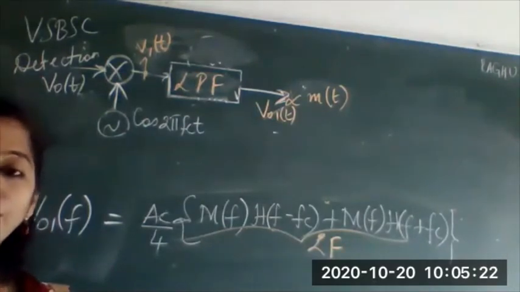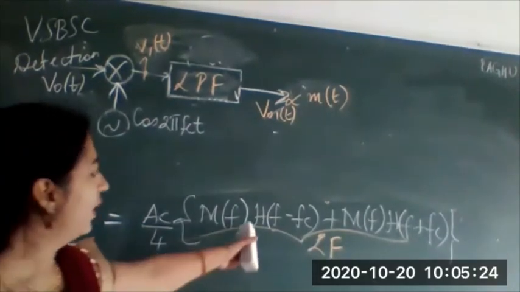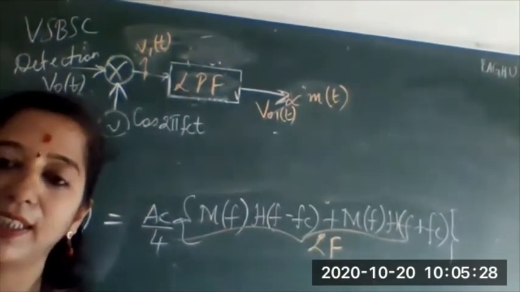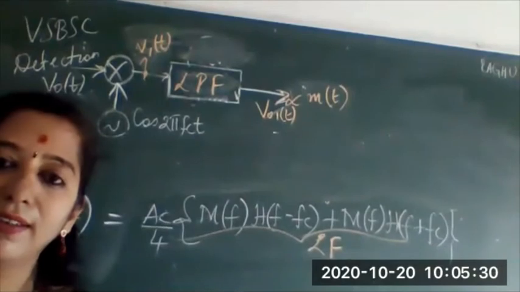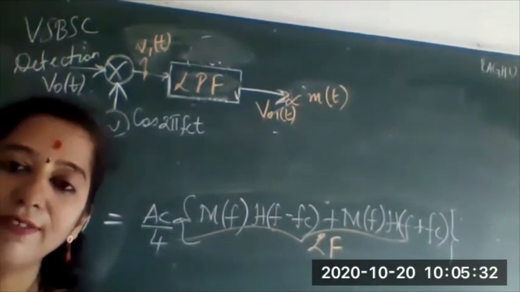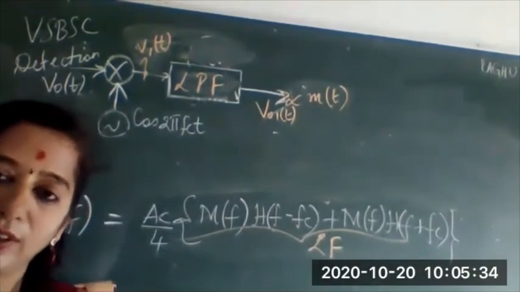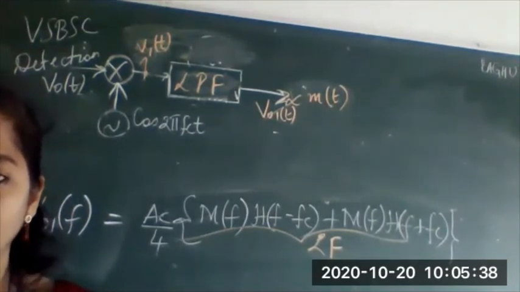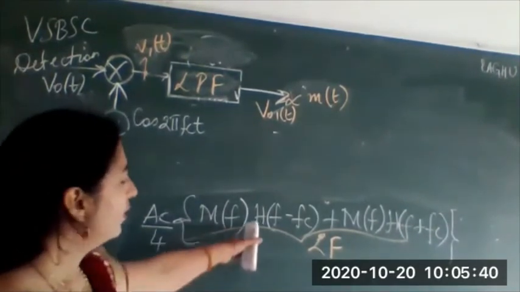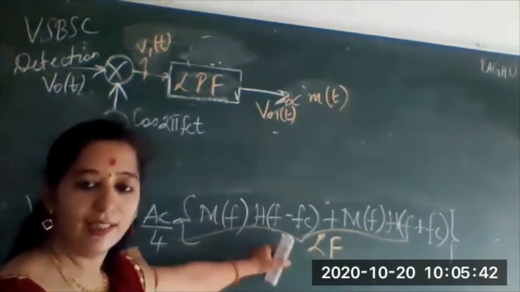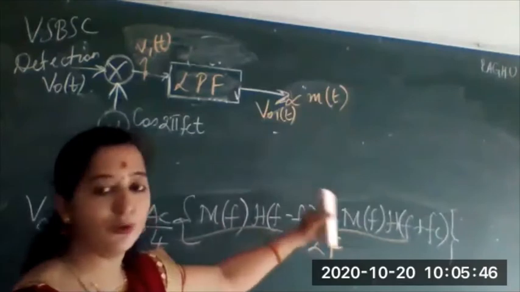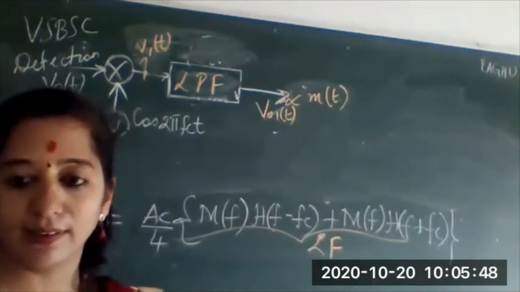Okay. So you can ask one question. Here this h of f minus fc and h of f plus fc have the what? Carrier frequency in the equation. Fc is there. Fc is also a high frequency. But we will design this in such a way that the h values will be made a constant.